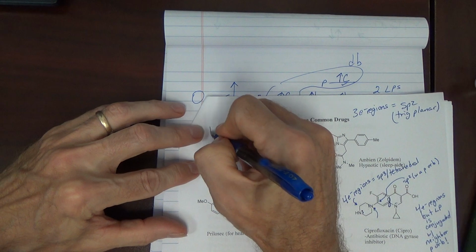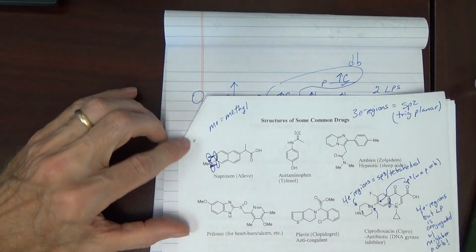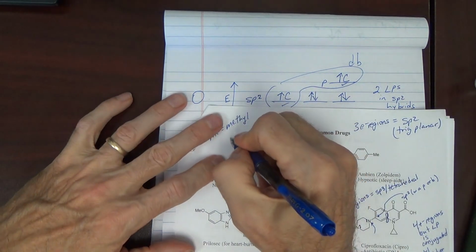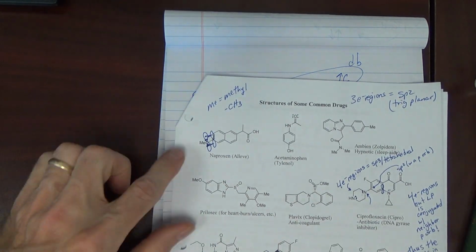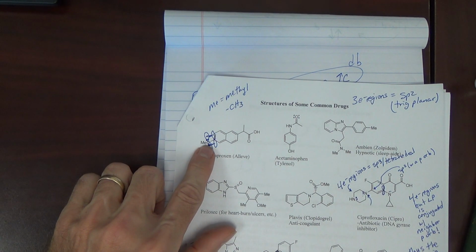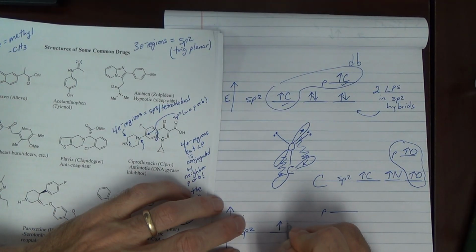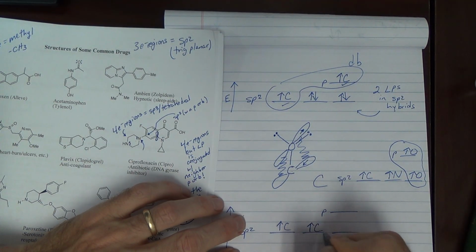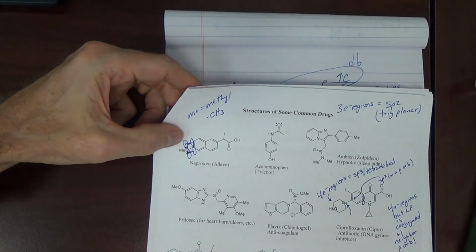What is an Me? Me equals methyl. And of course a methyl group is a CH3 group. That oxygen is bonded to a CH3. That oxygen has sigma bonds to 2 carbons, 2 different carbons. Sigma bond to carbon, sigma bond to carbon. Then it has 2 lone pairs.